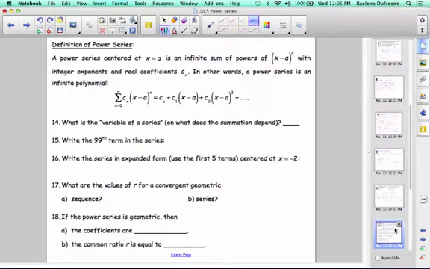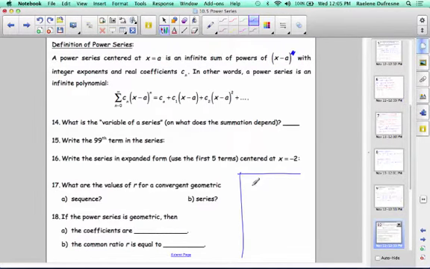The next thing we're going to talk about then is, after the warm-up, what is a power series? So a definition of a power series is a series centered at x equal to a, which is an infinite sum of powers of x minus a. In other words, the infinite sum of powers of x minus a without the exponent. We have integer exponents on n and real coefficients cn. So whatever the base is, we are talking about powers of that.